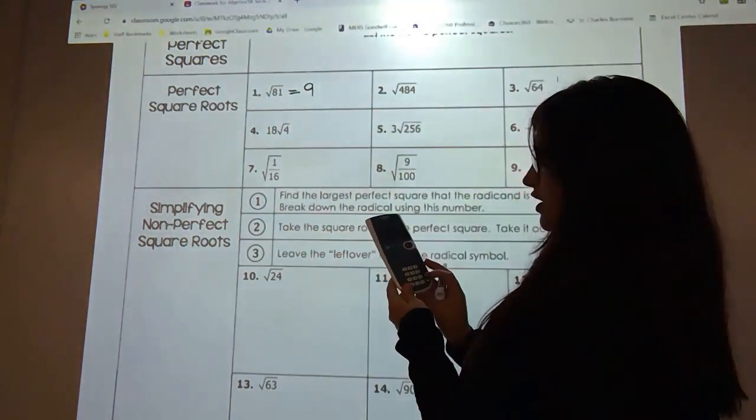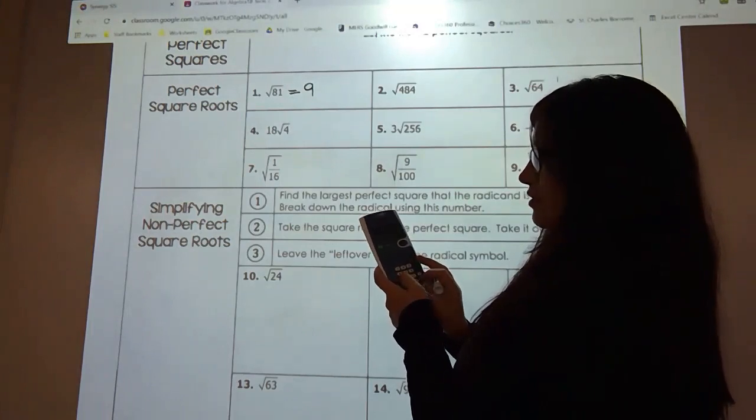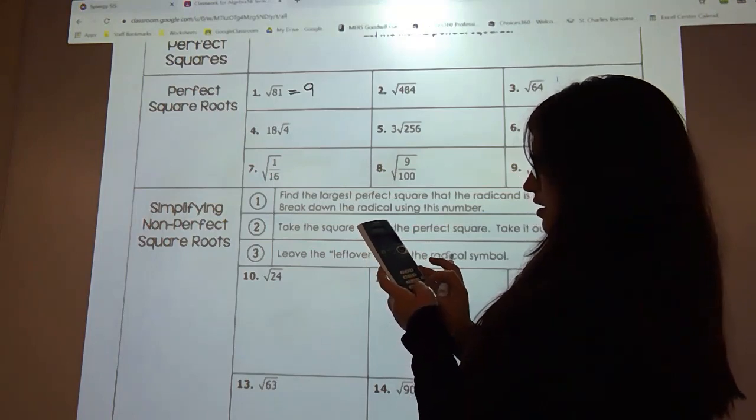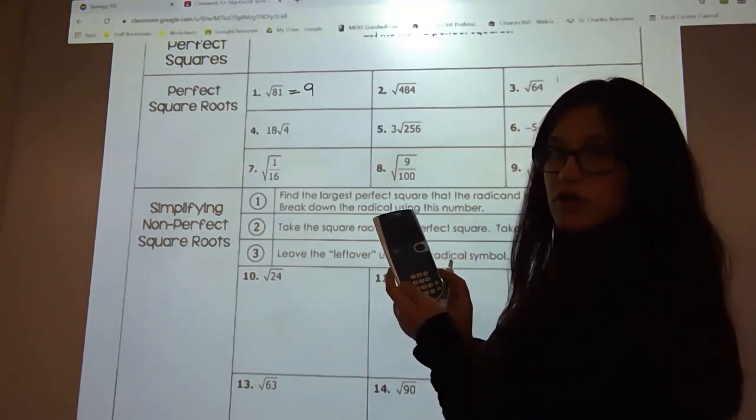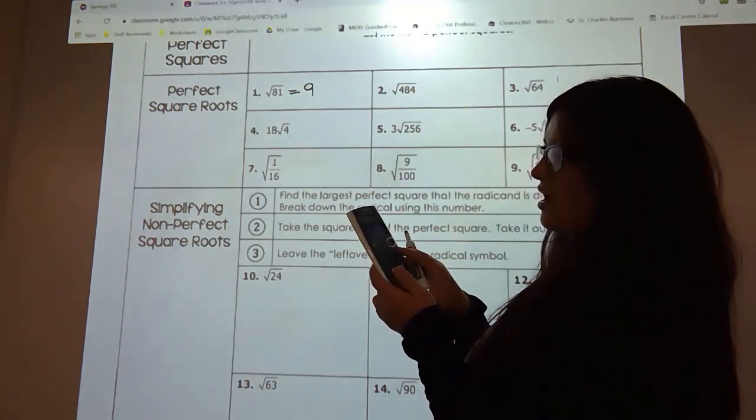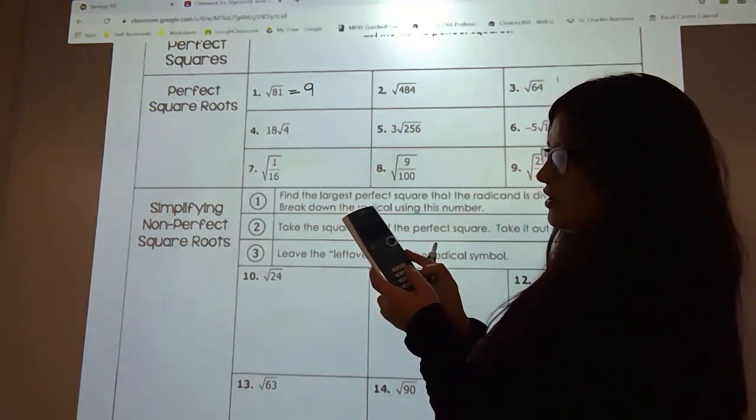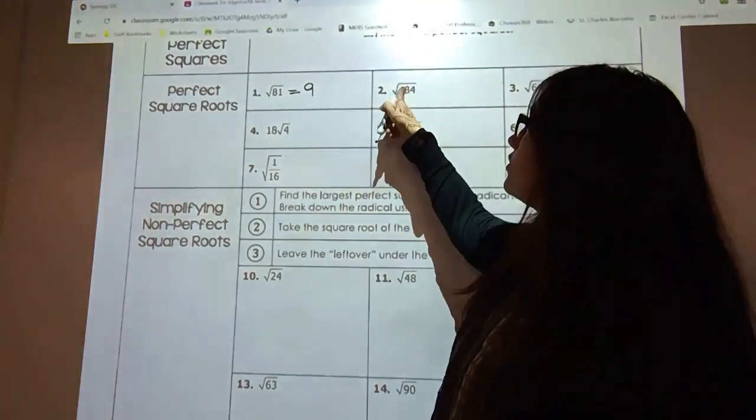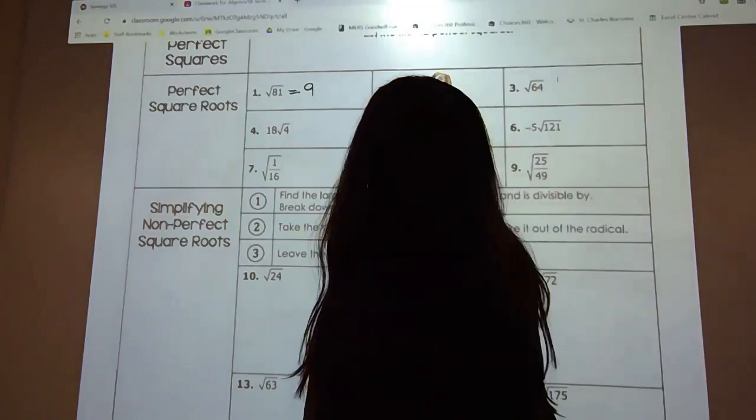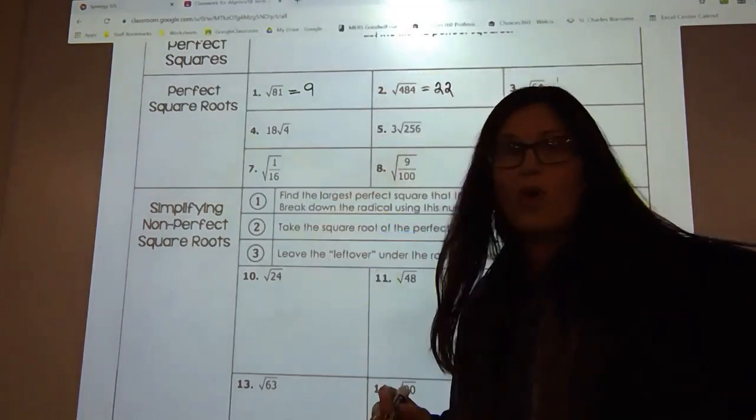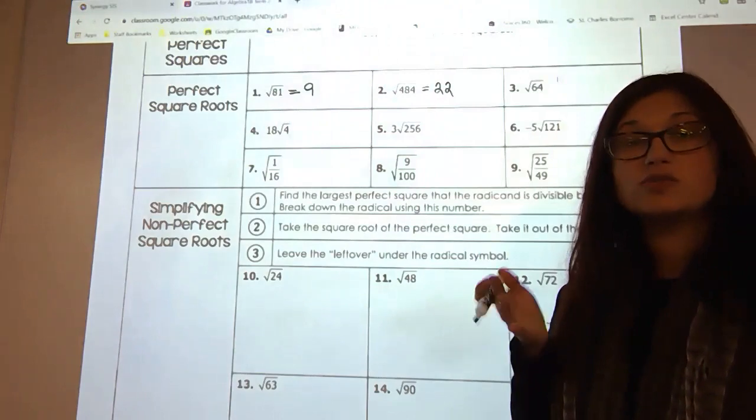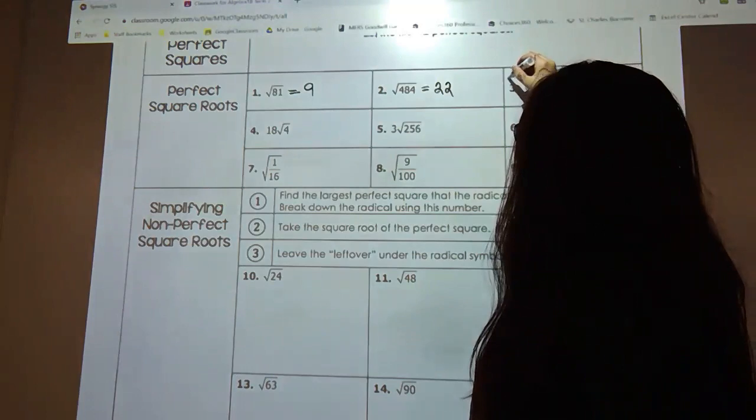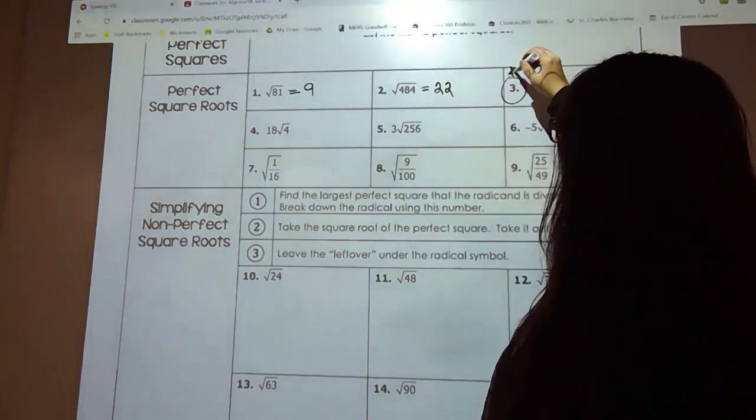So maybe grab your calculator. I know it's bigger than 20 times 20. Maybe 21 times 21. What's that going to give me? That's 441. Still not enough. Let's do 22 times 22. What's that going to give me? 484. So the square root of 484 is 22. Why? Well, because 22 times 22 equals 484. All right, so number 3, I'm going to let you guys do this one.